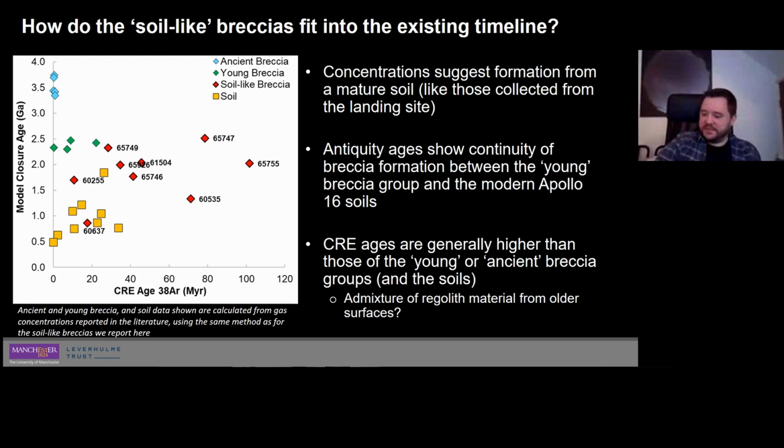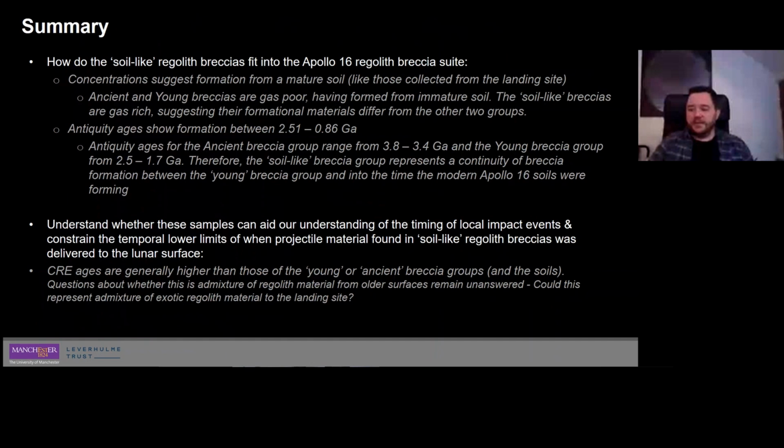So, because I'm aware time is running out, time has probably run out, how does this all fit together? Well, to recap, the concentrations suggest formation from a mature soil, like those collected at the landing site. The antiquity ages show continuity of breccia formation between the young breccia group and the more modern Apollo 16 soils. And the exposure ages are actually generally higher than any other sample collected from the landing site. So it could possibly mean that there is admixture of regolith materials from older surfaces into these samples in particular. So with that, I think I will leave that summary up for people to read and welcome any questions.